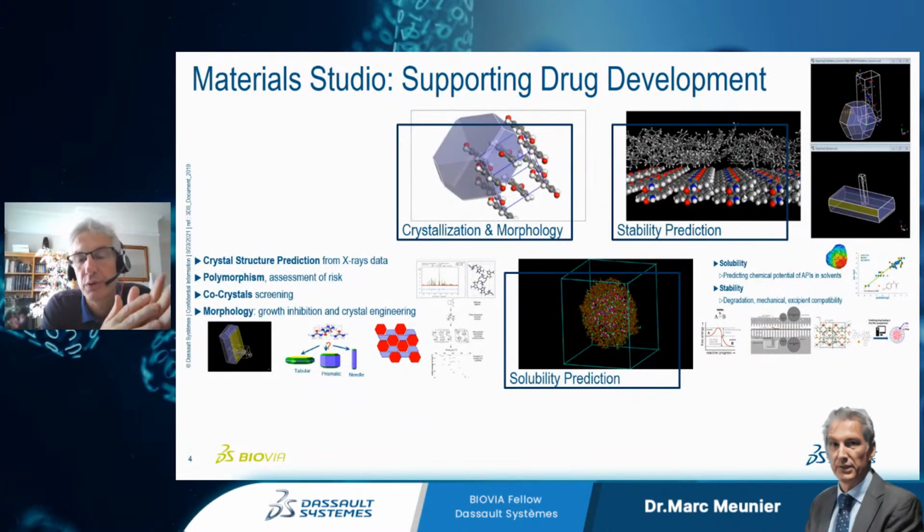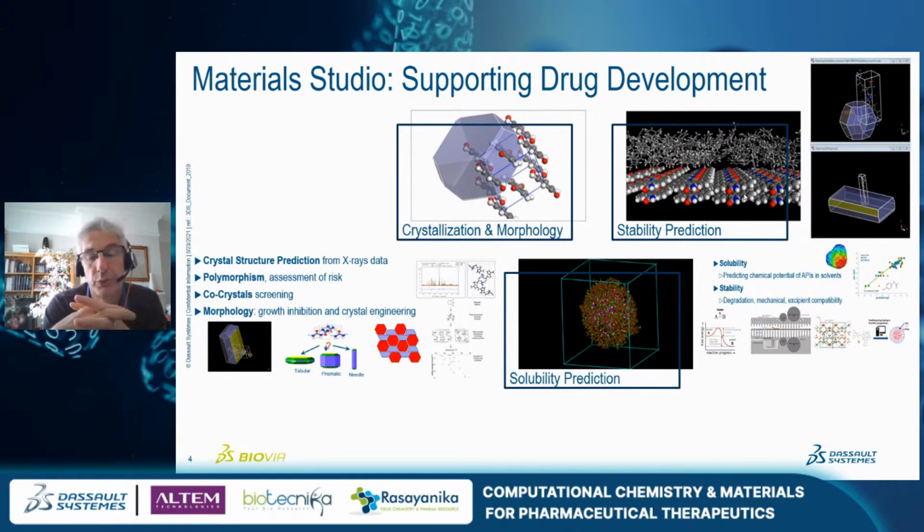So the tool that DS Biovia provides to that end is called Material Studio. It's a molecular modeling package which contains many different methods that can be applied to the problem of interest here. For example, predicting the crystal structure, or looking at polymorphic forms. So that is a different crystal form of the same compound. And the morphology. Morphology is relevant also for predicting crystal shape and sizes.